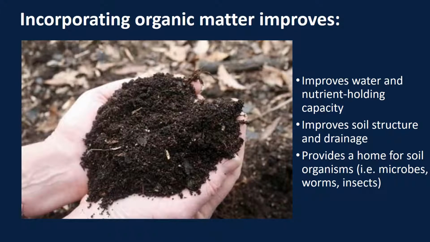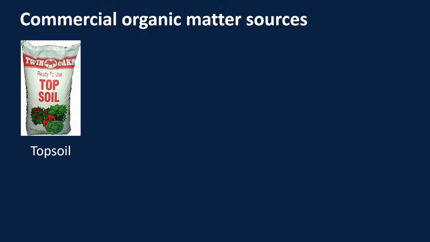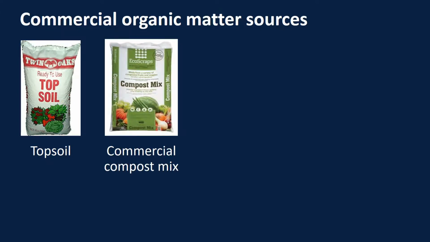It also provides a home and a food source for microbes, worms, and insects that help with that drainage aspect, moving water down and through those channels that worms, insects, and other organisms make in the soil. There are several different commercial sources of organic matter. We can go to the store and buy a ready-to-use topsoil that has soil already mixed with organic matter sources. We can also buy a commercial compost mix that has already taken raw materials, broken them down, and is ready as compost we can add to the surface of our garden.